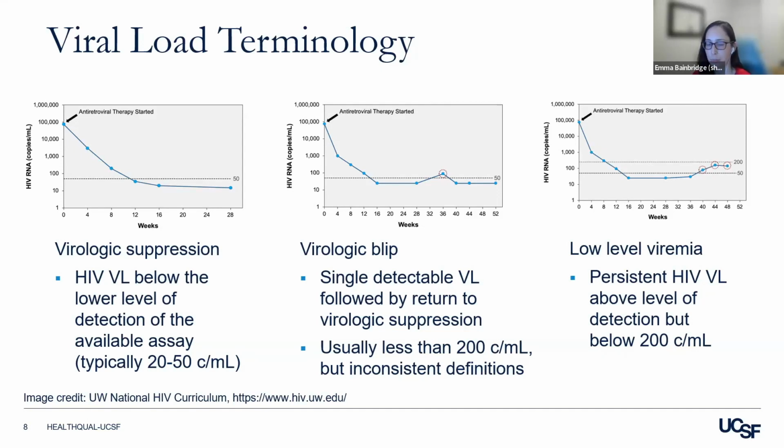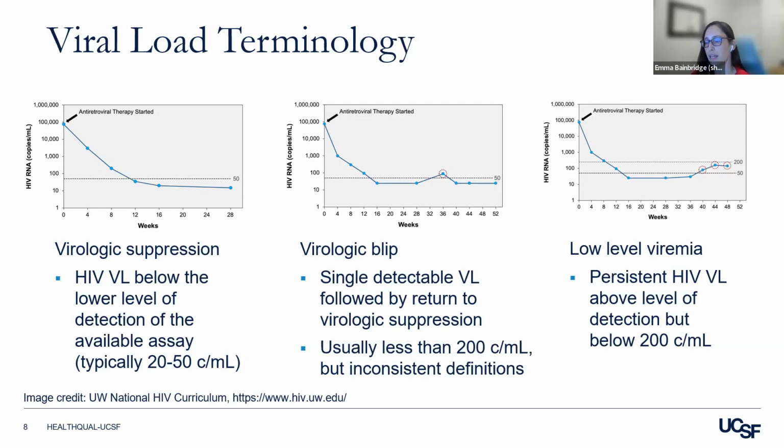I think that's probably a concept that everyone is familiar with. The assays can vary. So it's between, if you're using a high sensitivity one, between 20 and 50 copies per milliliter. And I know in the Philippines treatment guidelines, virologic suppression has a cutoff of less than 50. But again, I recognize that it depends on what assays you have available to you.